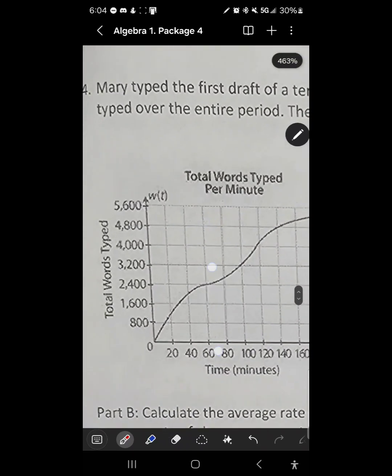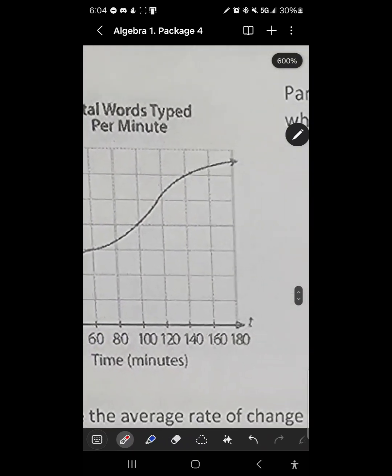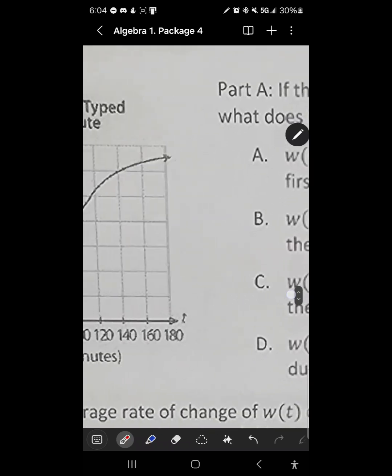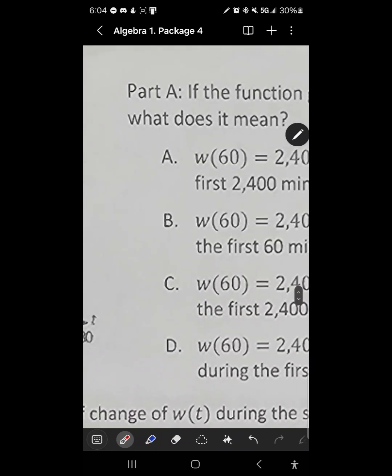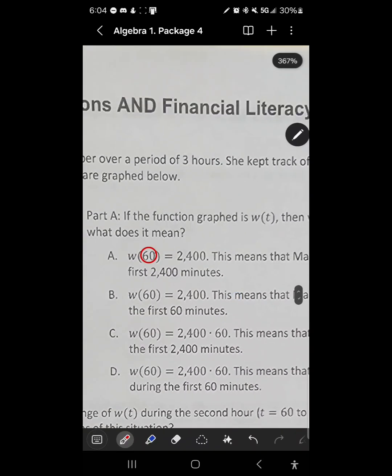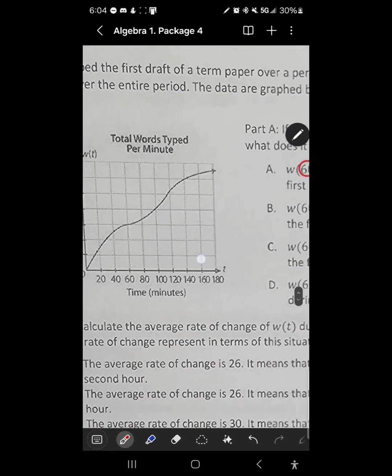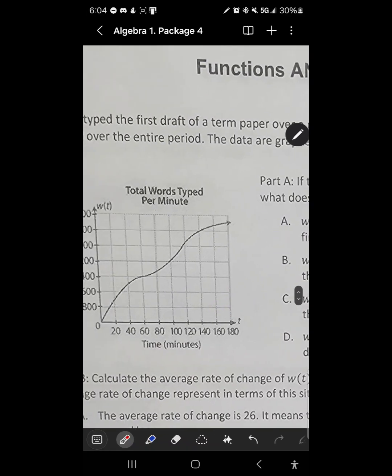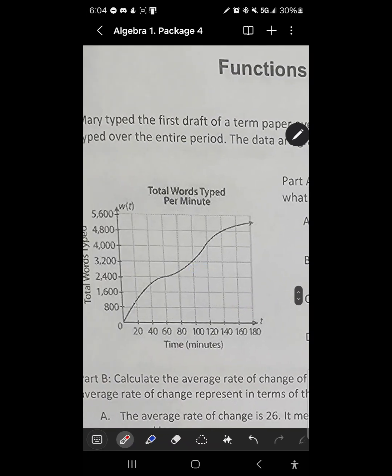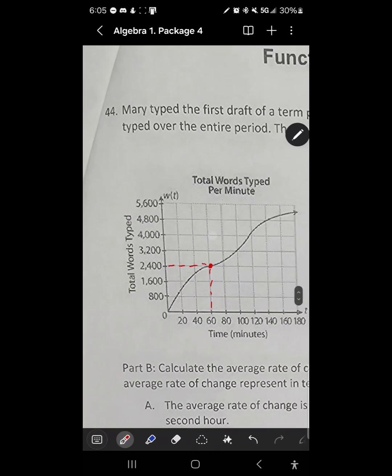So I'm going to go here. I know this is W, which is the words. This here is the X, T, time. So I come here, this is the time, and I say when the time is 60. So what I'm gonna do is come here, I know the time is 60, make a line up, and I say this is the point. And when I connect it to the left part, I say that this is 2,400 words.